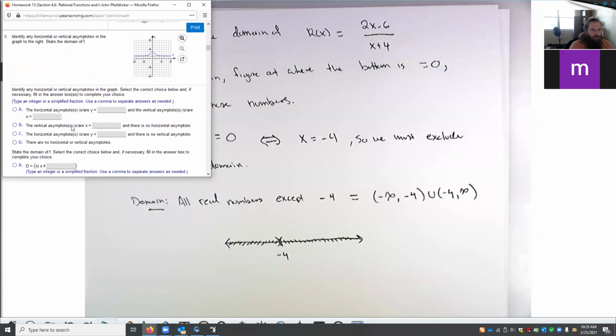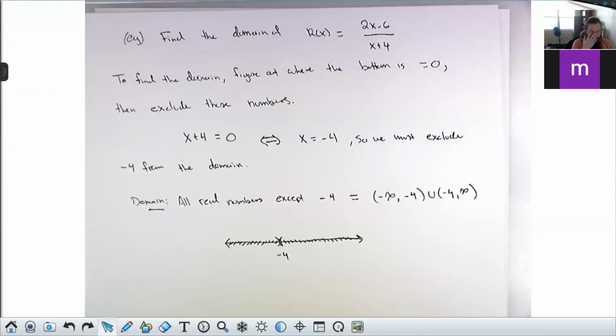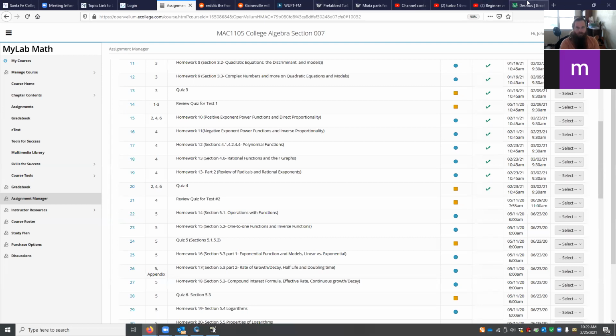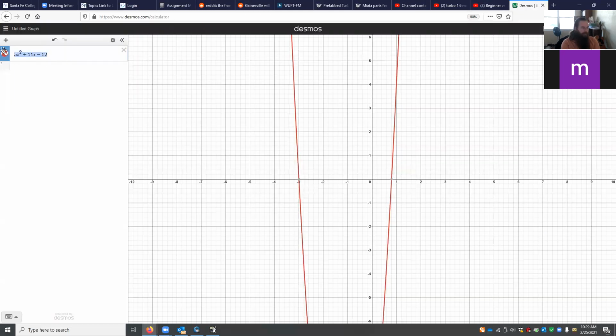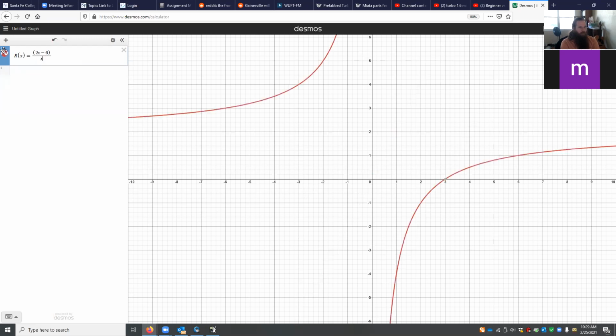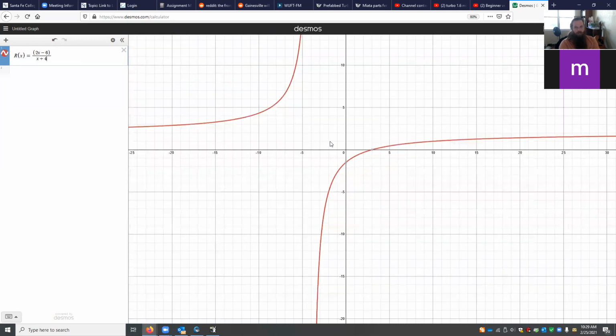Horizontal asymptotes are really the most exciting thing we have here. So let me show you some pictures. Let's take a look at the rational function that we were looking at just now: 2x minus 6 over x plus 4. And let's zoom way out.